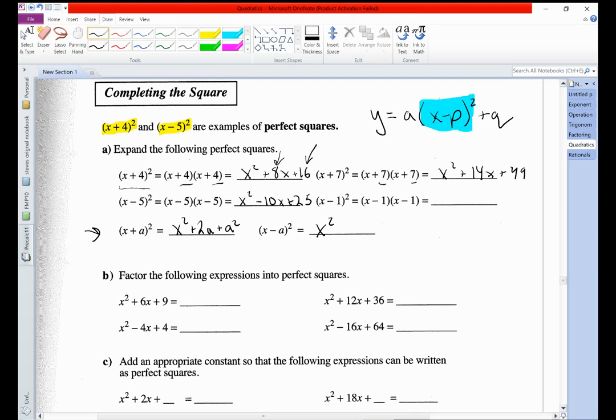So we get x squared minus 2ax, sorry, that was an accident, minus 2ax plus a squared. A couple things to note: that last term is always added. It doesn't matter if the constant is negative or positive, it's always plus, because when you square a number, it's positive. And the middle one is always just the sum of the constants, 2a. So we can go the opposite way now, just getting used to these perfect square binomials.